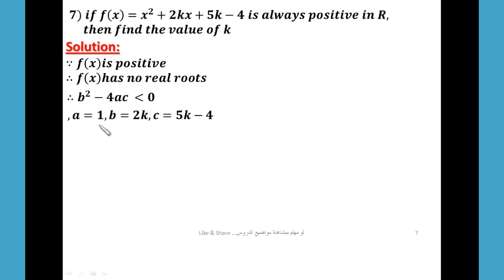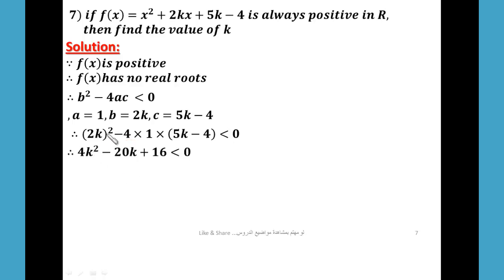And we have a equals 1, b equals 2k, and c equals 5k minus 4 from the function. A is the coefficient of x squared, equals 1. B is the coefficient of x, it's 2k. C is the absolute term, which equals 5k minus 4. And we have b squared minus 4ac is less than 0. So we substitute b equals 2k: 2k power 2 minus 4 multiply 1 multiply c, such that c equals 5k minus 4. All of this is less than 0.